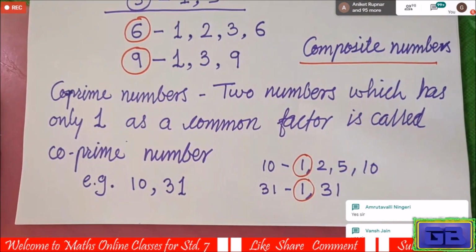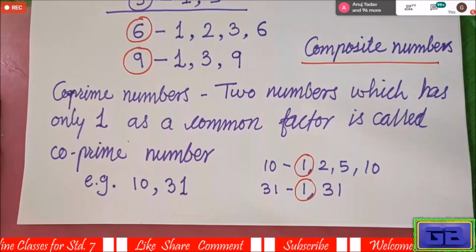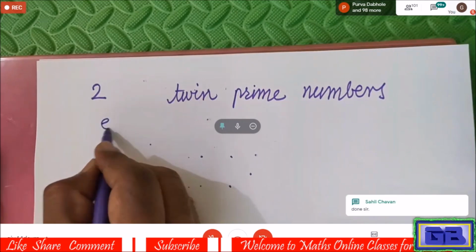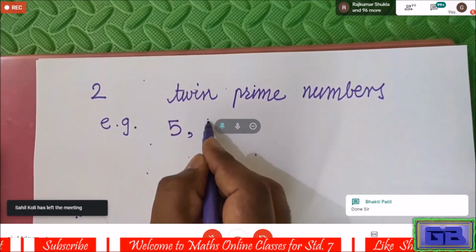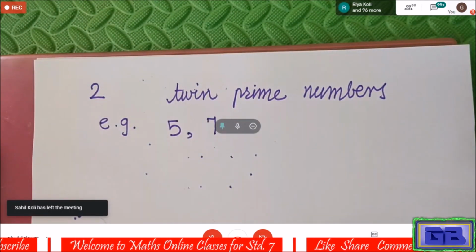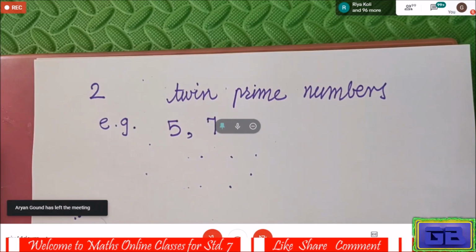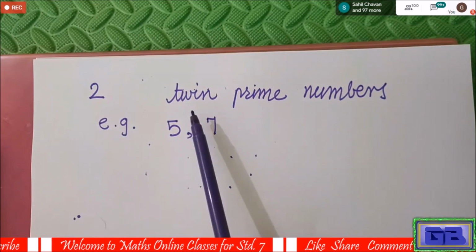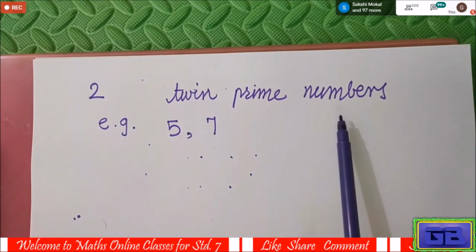Next definition is twin prime numbers. Now examples: 5, 7. Now see the definition of twin prime numbers.